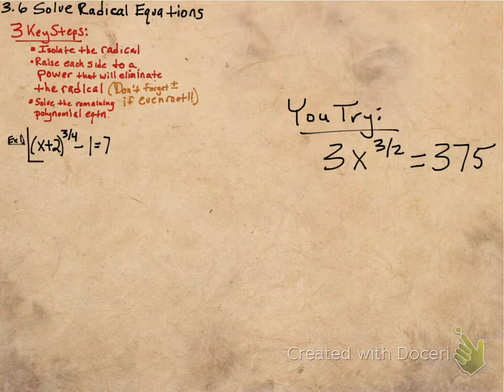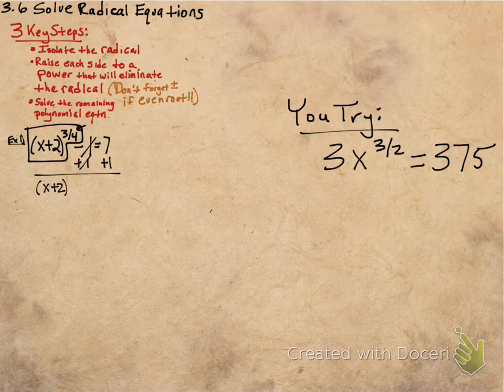the radical, and I'm going to identify this term here as my radical since it has that rational exponent. So what I'm going to do first is add 1 to both sides of the equation, so that radical is isolated. That'll cancel with the negative 1. And now I have x plus 2 by itself raised to the 3/4, and that's going to be equal to 8.